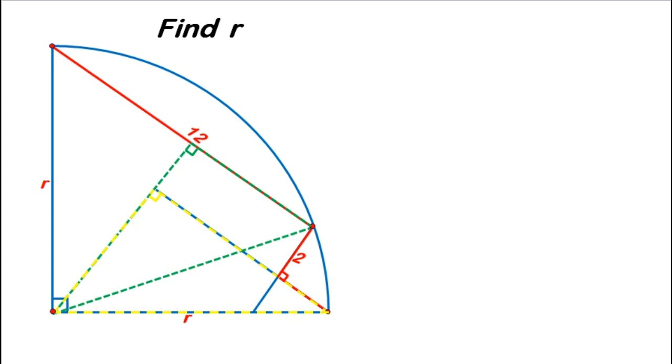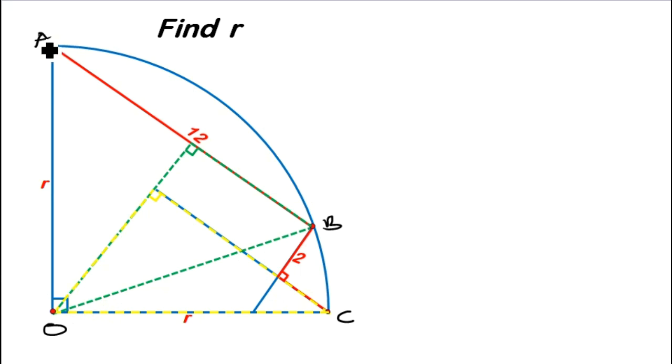Now have a look at this. If I label this diagram, the center, remember this angle here is 90 degrees, meaning it is a quadrant. So if it is center O, and I let this be point A, this be point B, and this is point C.